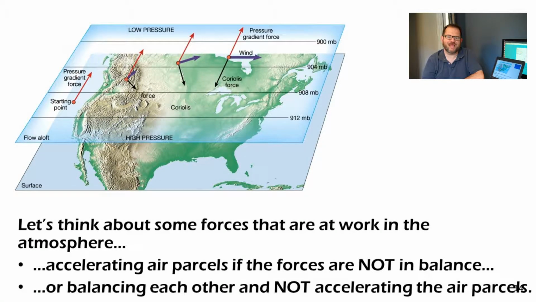All right, welcome back. Now we're going to start picking apart a list of forces that are at work in the atmosphere. What we're going to do is make an inventory of those forces that can act on an air parcel in the atmosphere. Then we're going to think about ways in which they might or might not be in balance, creating winds that are or are not in any kind of force balance and so on.